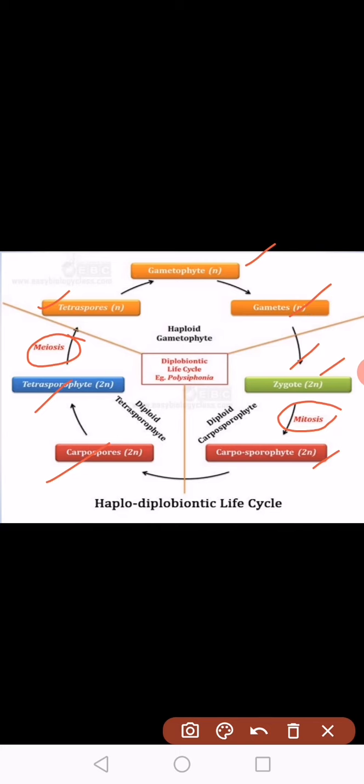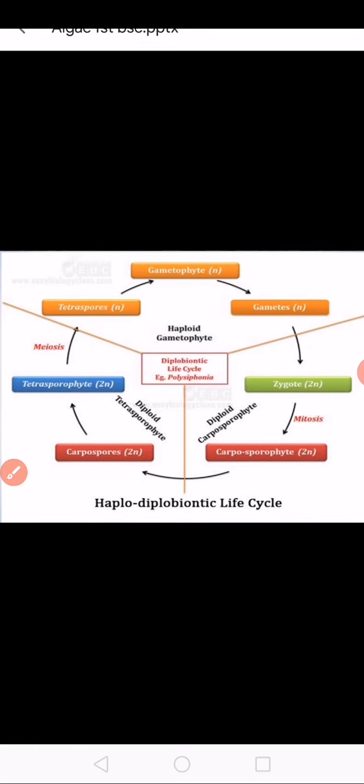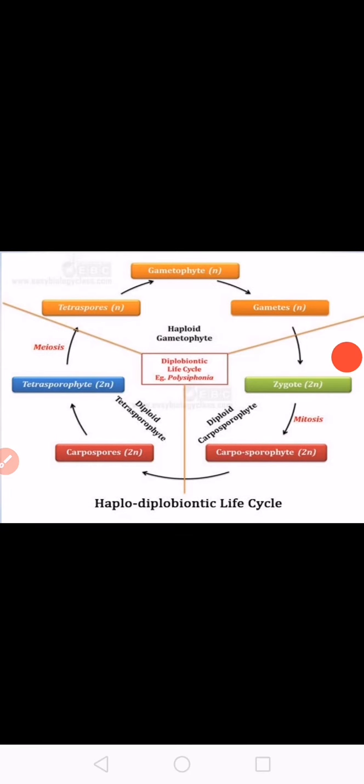So these are about the different types of life cycle in algae. Is that clear? So finally, these are about the types of life cycle in algae.